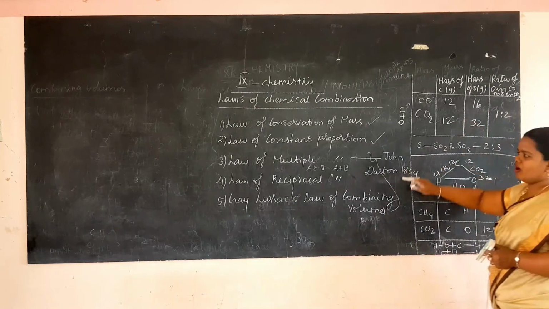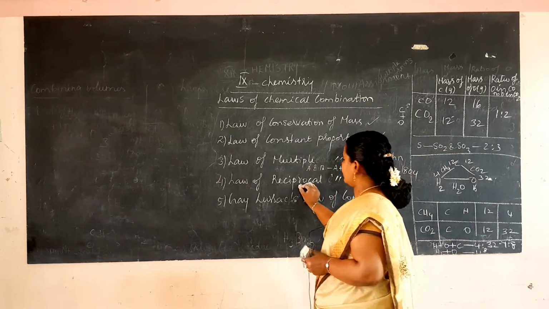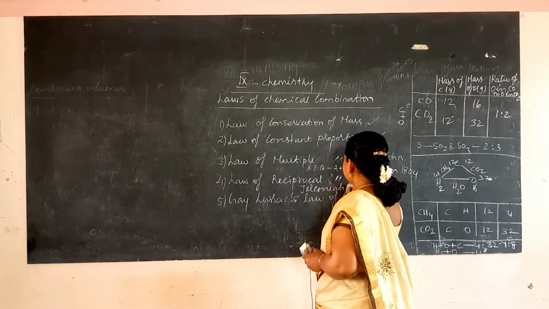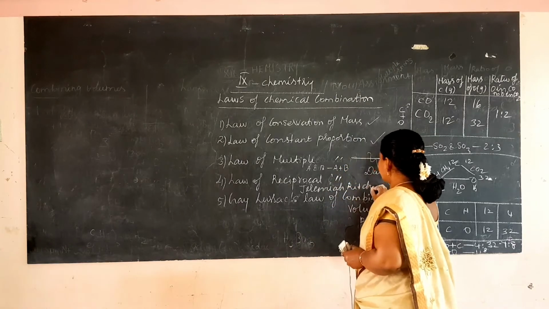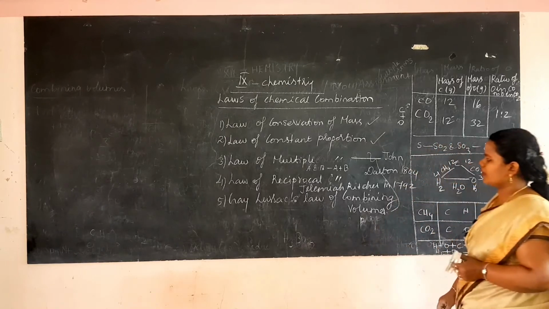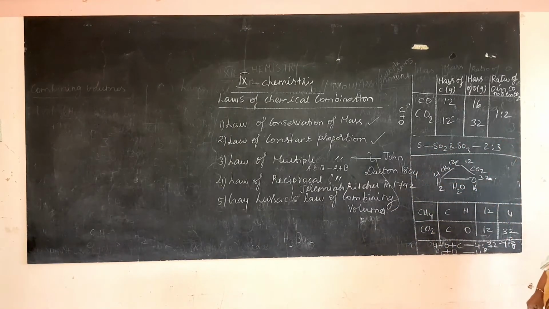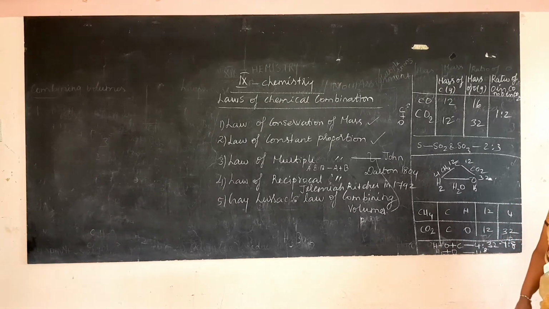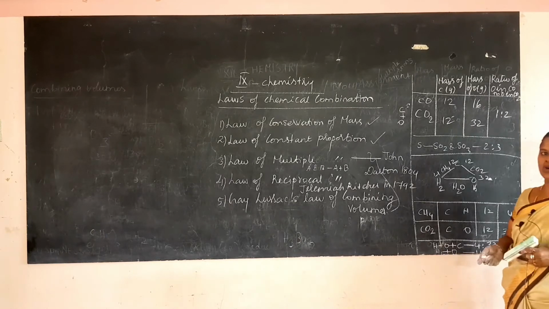Then the law of reciprocal proportion was given by Jeremiah Richter in 1792, and he said that if two different elements combine separately with a third element to form compounds, then the ratio in which they combine will bear the same or a simple numerical ratio with one another.